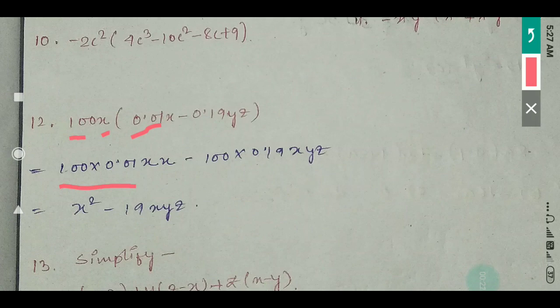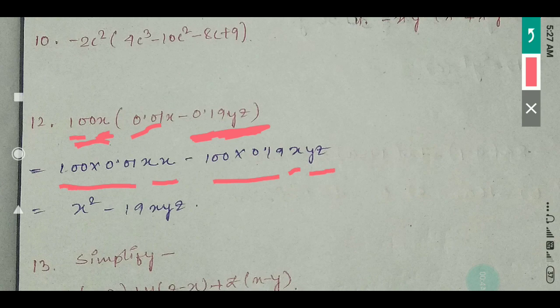Now here x is there, here x is, so x into x I have written. Now again 100 into 0.19, after that x is there, so x is written. After that, any term here, nothing is there, so I have to check this term with which you are multiplying. So in this term, are any factors left? Yes, y and z, so that's why I have written.